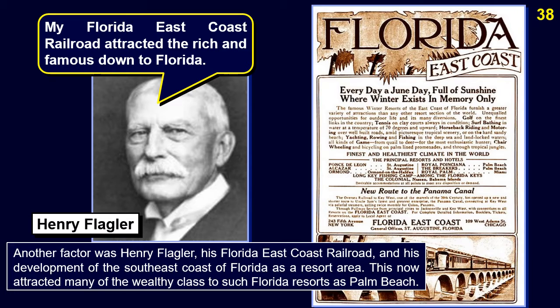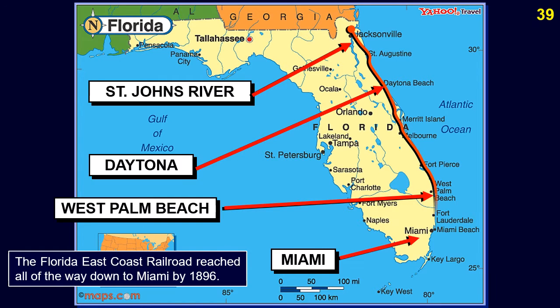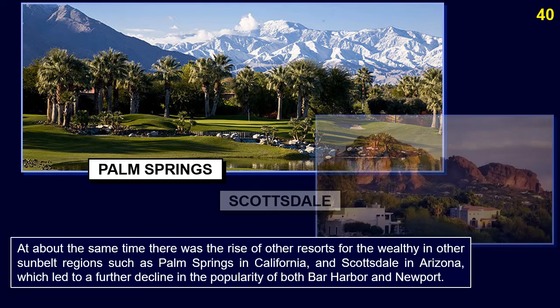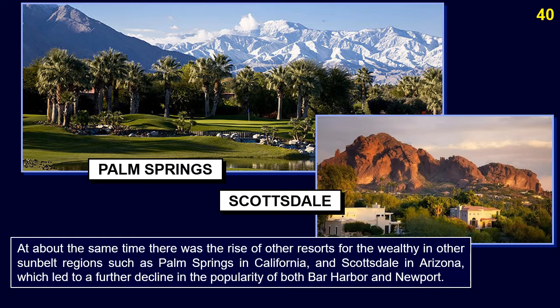This now attracted many of the wealthy class to such Florida resorts as Palm Beach. The Florida East Coast Railroad reached all of the way down to Miami by 1896. At about the same time there was the rise of a few resorts for the wealthy in the Sunbelt regions, such as Palm Springs in California and Scottsdale in Arizona, which led to a further decline in the popularity of both Bar Harbor and Newport.